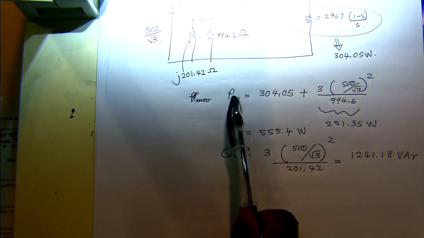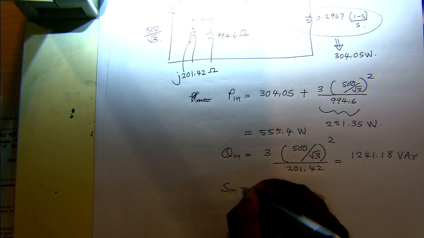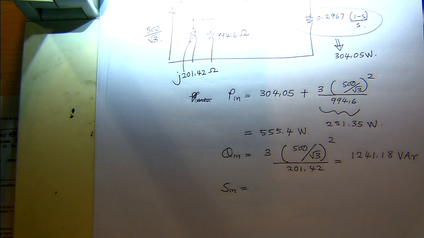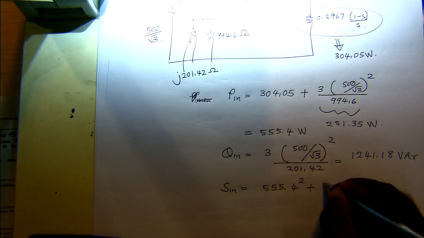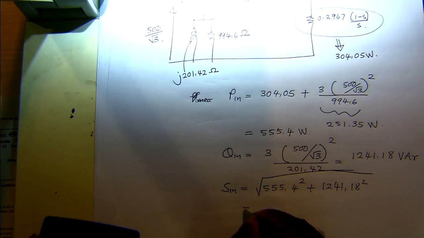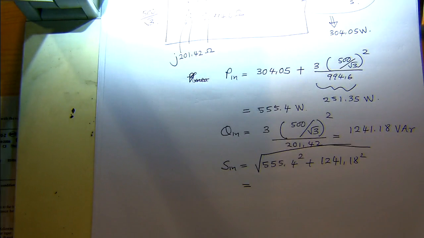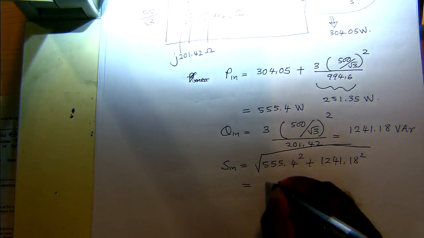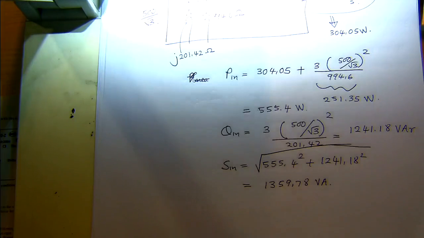So now we have the real power, we have the reactive power, so we can find the apparent power input. S in will be the square root of P squared plus Q squared. So that will be the square root of 555.4 squared plus 1241.18 squared, which is 1359.78 volt ampere. That's the apparent power input.